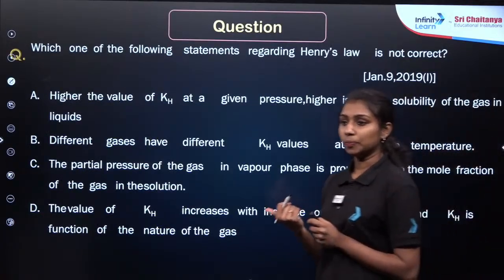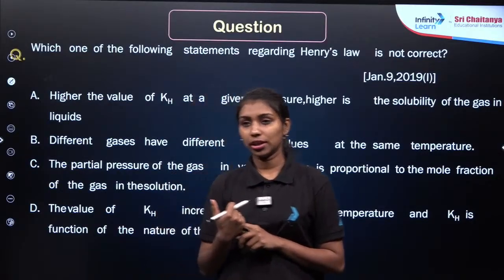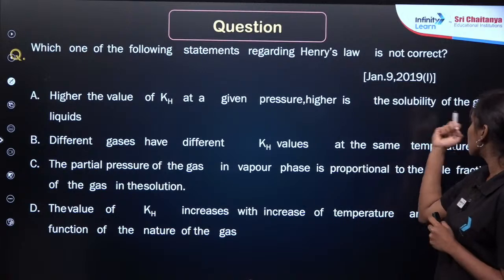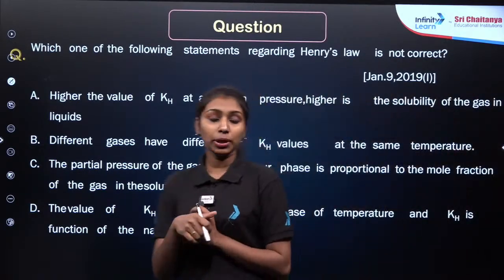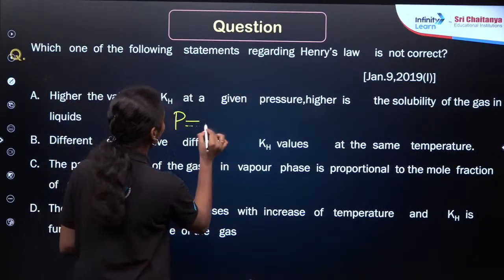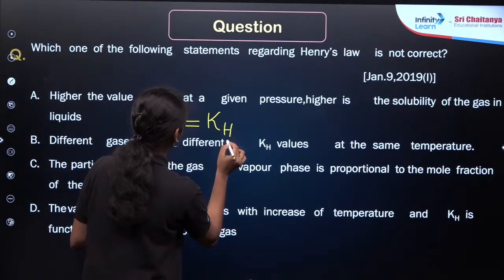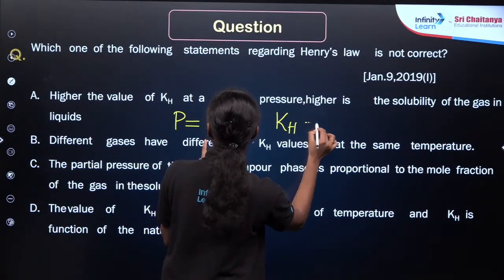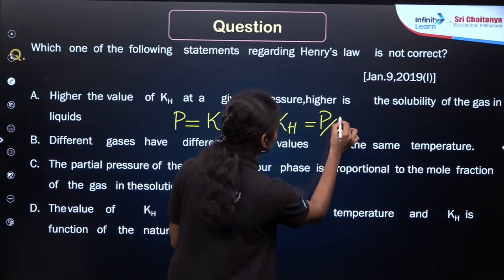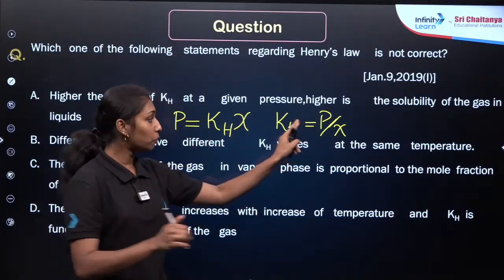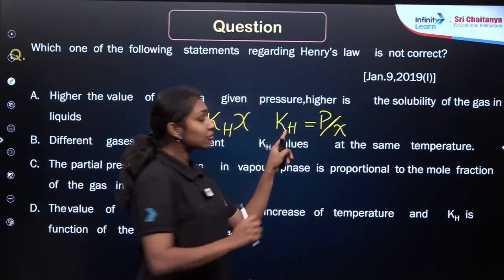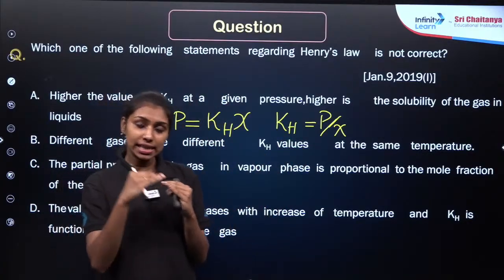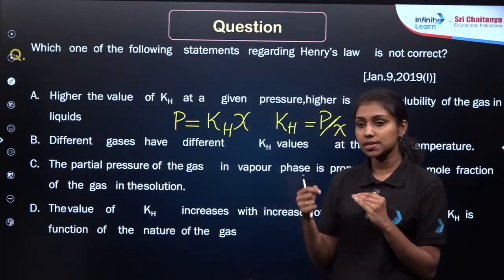Okay, what is the answer here? Option A, right? Option A: higher the value of Kh at a given pressure, higher is the solubility of the gas in liquids. As we already know in Henry's law, P is equal to Kh into chi, right? So Kh is equal to P by chi, or the concentration. If the pressure is taken as constant, this will be an inversely proportional relationship, which means that as the Kh value increases, the concentration decreases and vice versa.